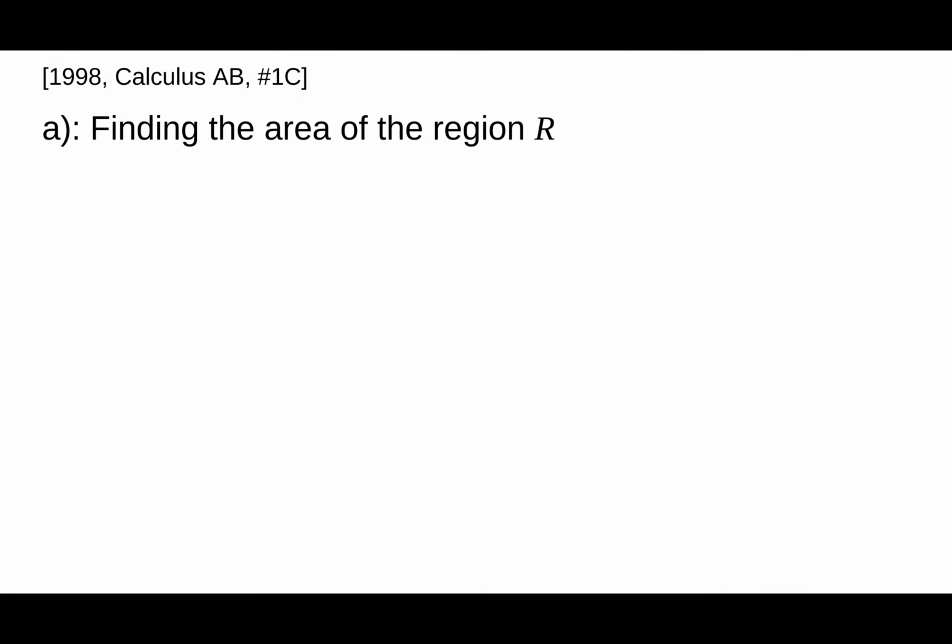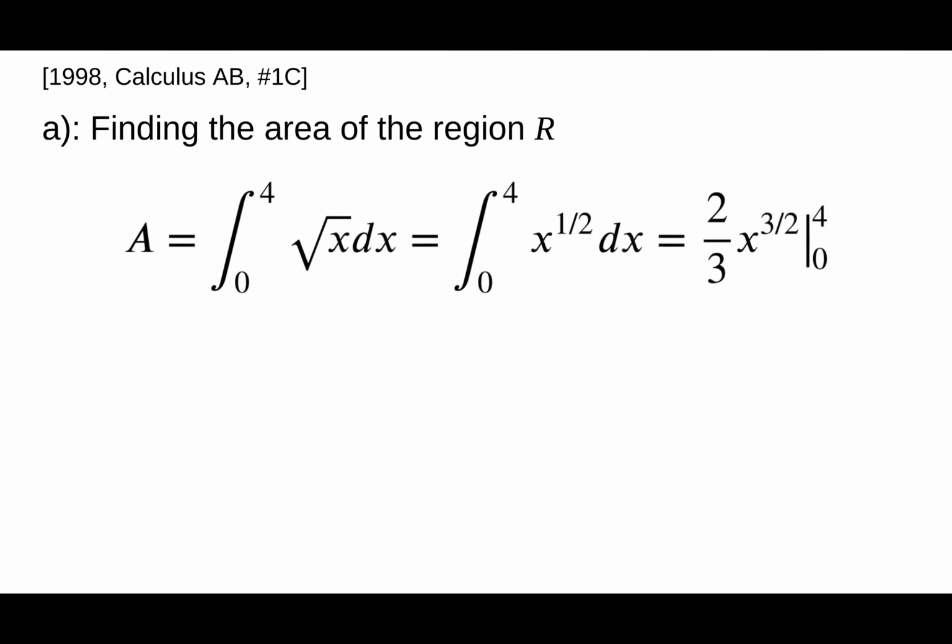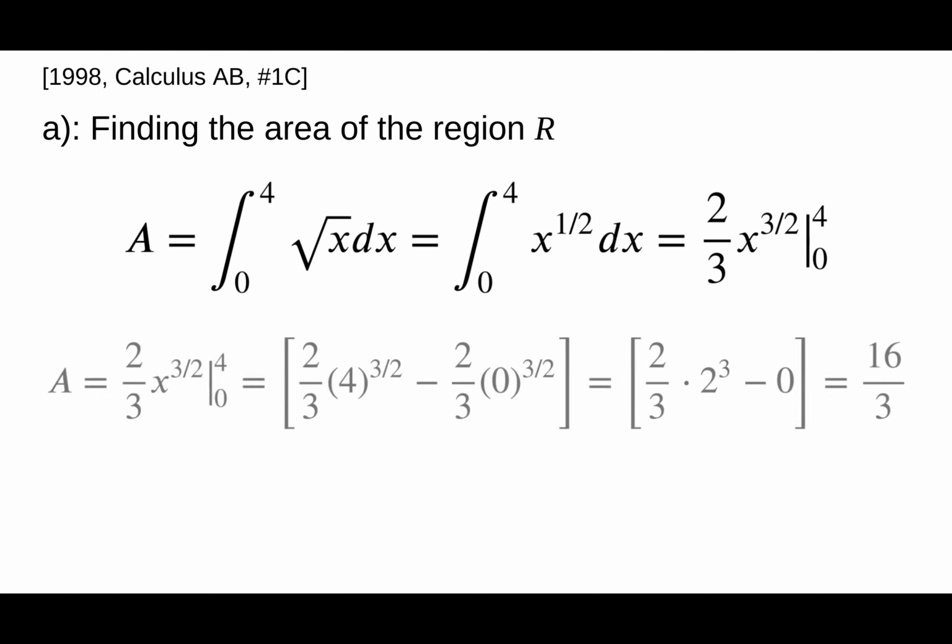In part A, we are asked to find the area of the region R. Okay, this is a fairly simple definite integral problem. The area is the integral from 0 to 4 of our function, which is the square root of x dx, which we can write as the integral from 0 to 4 of x to the 1/2 dx, and then use the power rule. That would be 2/3 of x to the 3/2 evaluated between 0 and 4.